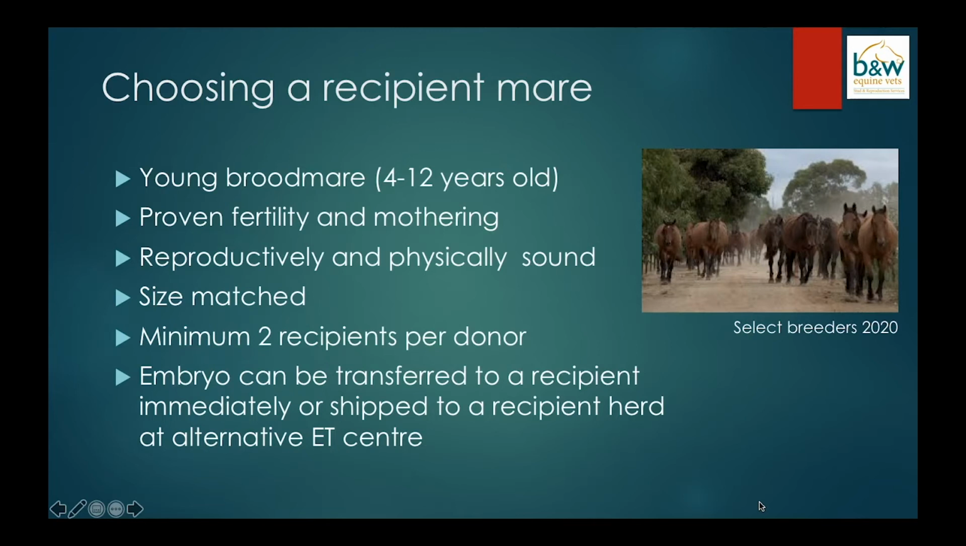For the donor and the recipient, it's generally recommended that they're size matched, since the uterus that the embryo develops in largely determines the size of the resultant foal. So it generally makes sense to have the recipient a similar size to the donor. We recommend at least 2 recipients per donor in order to have the optimal recipient to transfer that embryo to.